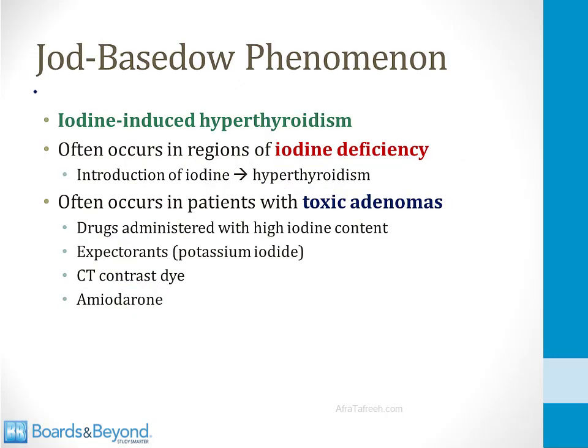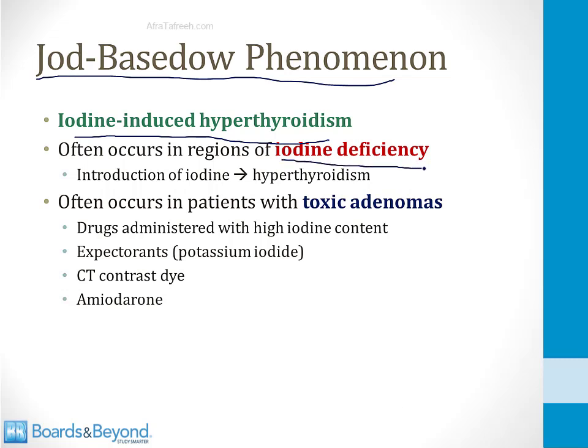Moving on, let's talk about other causes of hyperthyroidism, and I'll start by talking about the Jod-Basedow phenomenon. This is iodine-induced hyperthyroidism. This often occurs in regions of the globe where patients are chronically iodine deficient. If you introduce iodine into the diet, some patients will develop hyperthyroidism. Many of these patients probably have toxic adenomas, and when you introduce iodine into the diet, those adenomas begin overproducing thyroid hormone. You can sometimes see this in other parts of the world when patients have a toxic adenoma and they suddenly get a large dose of iodine.